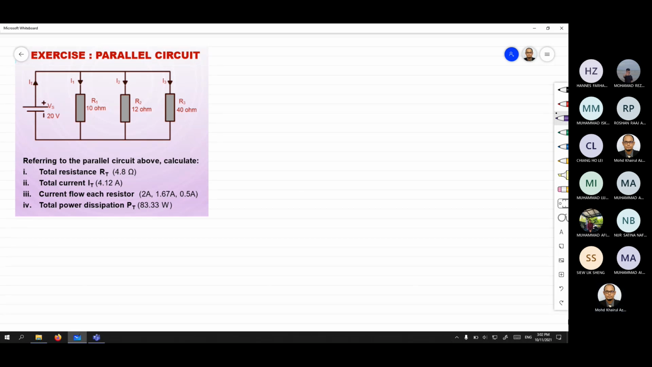Baik. Kita ada satu parallel circuit ni. Right. And then kita nak mencari total resistance. Remember that if this circuit is in parallel, so your total resistance should be like this one. Okay, 1 by R1 plus 1 by R2 plus 1 by R3. Or you can simplify it by using this formula. R1, R2, and R3.